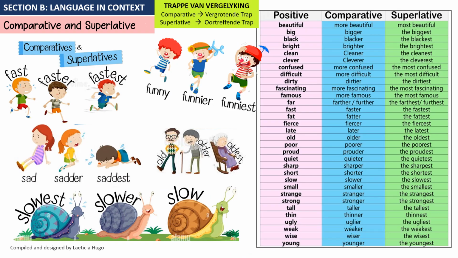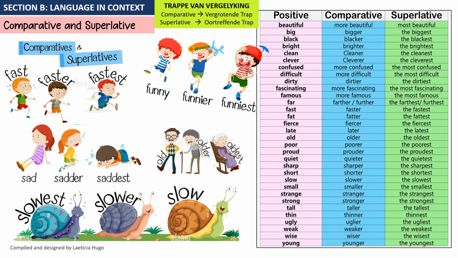So for Section B, language in context, we're going to start with comparative and superlative words. In Afrikaans, it is trappe van vergelyking. So comparative is vergrotende trap. Superlative is oortreffende trap. So there are some pictures of comparative and superlative words. As you can see, fast, faster, fastest. Fast is the positive word, faster is the comparative word, and fastest is the superlative word.